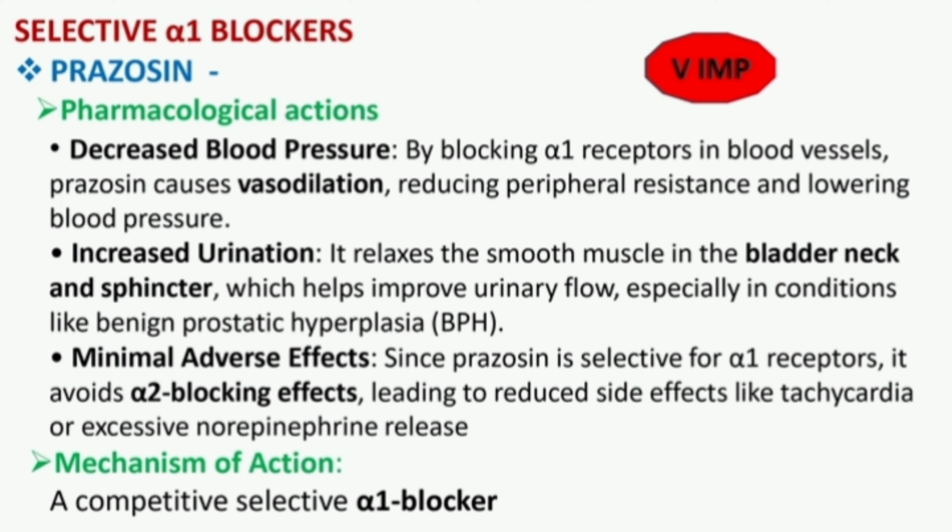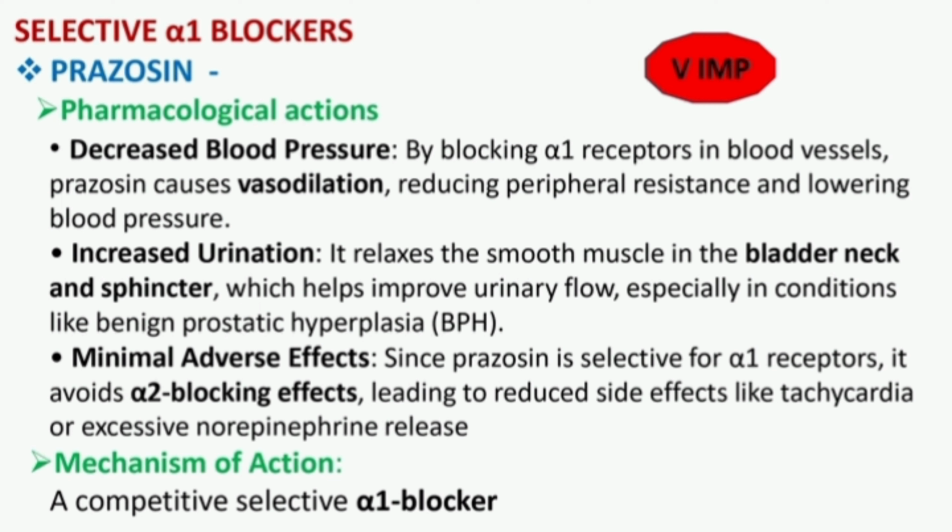Okay. The next important pharmacological action is increased urination. It relaxes the smooth muscles in the bladder neck and sphincter, and it helps to improve urinary flow. It's mainly used in conditions like benign prostatic hyperplasia. And the next one is it causes only minimal adverse effects. The main reason is that it avoids the alpha-2 blocking effects because it's a selective alpha-1 receptor blocker.